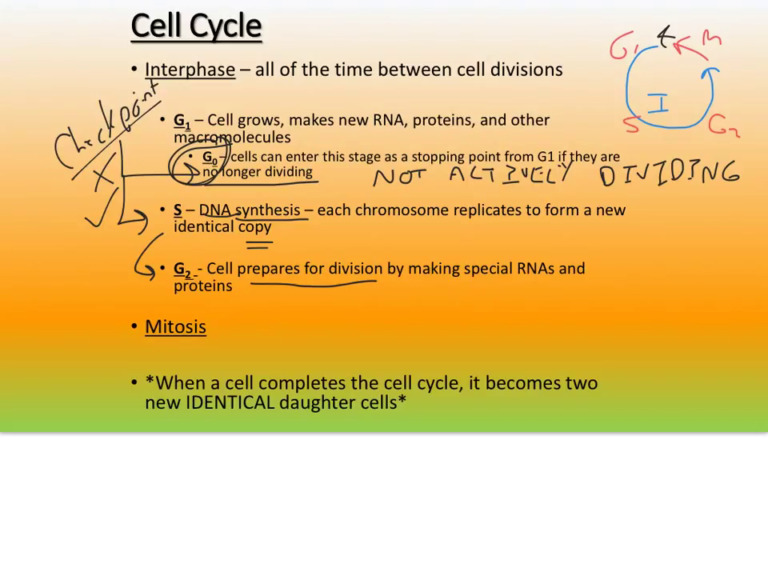And after we finish G2, we move out of interphase completely into mitosis. And after mitosis, we end up with two identical daughter cells in the end.